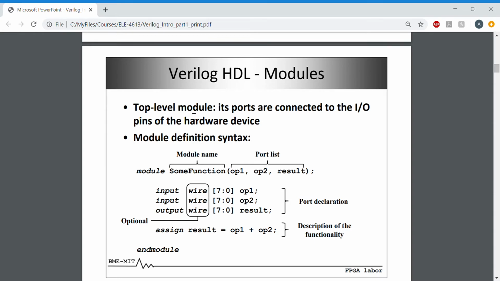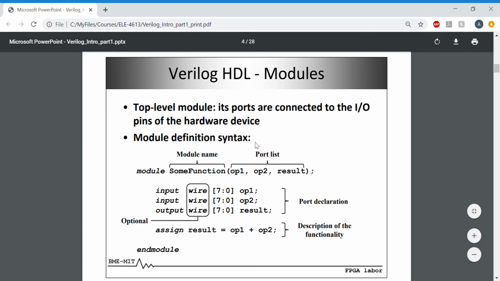Modules, top-level modules. The top-level module's ports are connected to the I/O pins of the hardware device. The top level means the highest in the hierarchy. If you know about Russian dolls, they are decoration toys where one Russian doll contains the other and contains the other, etc. So the outer one is the top-level module. It's the one that contains all the other modules.